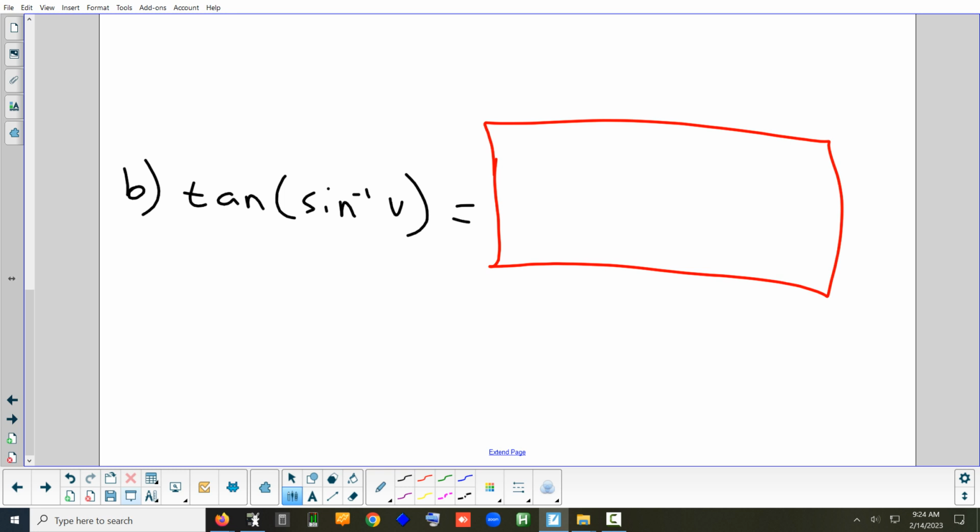Okay, which function do we start with? The outside or the inside? Yeah, the inside. And we know that when you do inverse trig, you're solving for an angle. So what should I set the inside function equal to? Yep, theta.